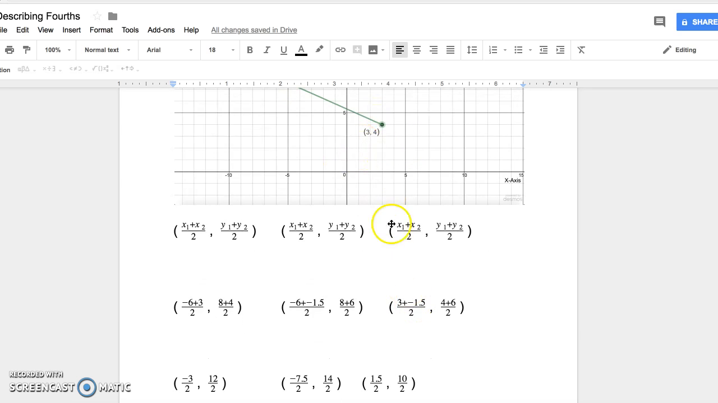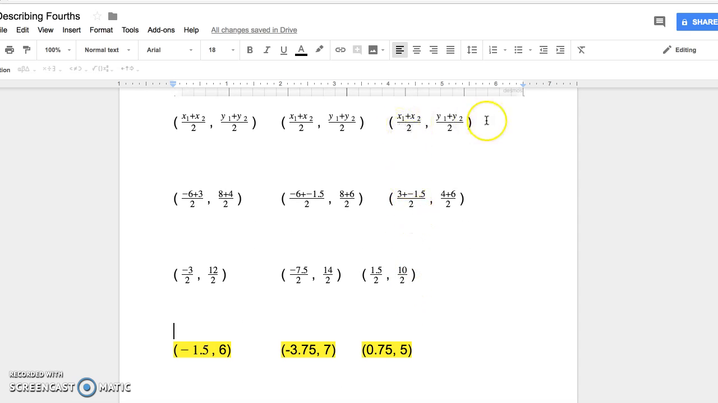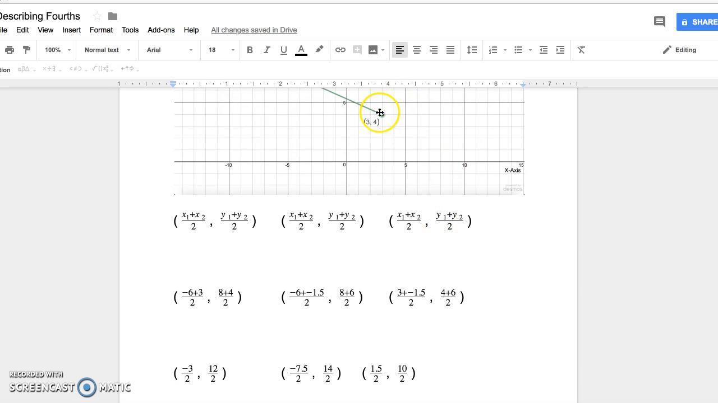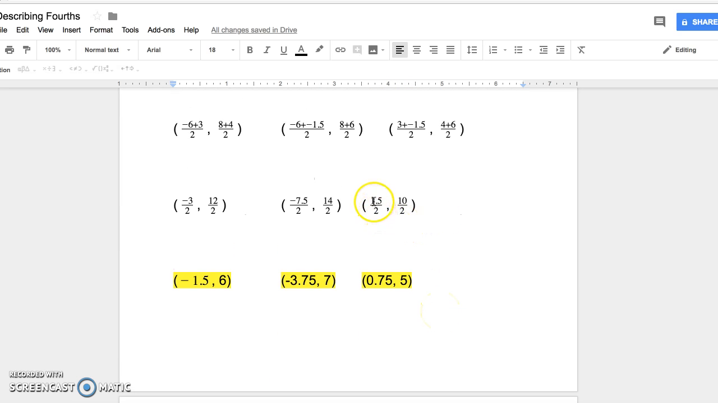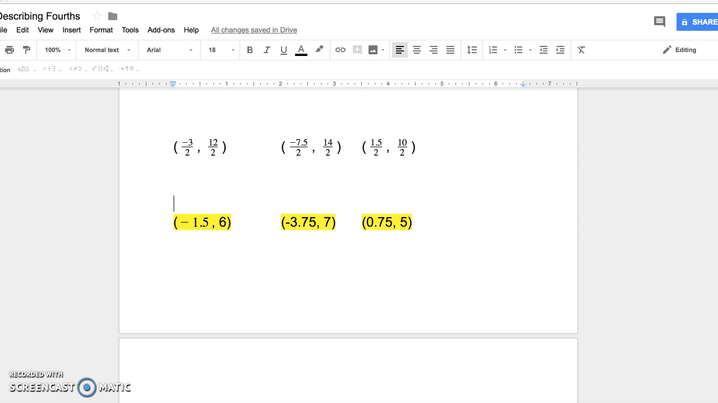So we plugged in our values for the formula and got 3 plus -1.5, and then 4 plus 6, which is right here, and then we got the 4 from here, and then we divided it by 2, and then we got our answer, and that's how we divided it up into 4.